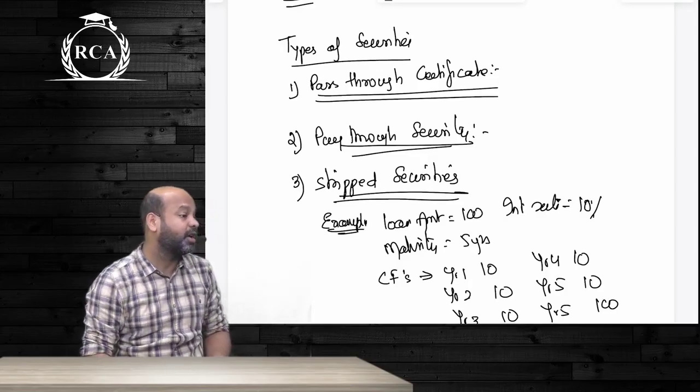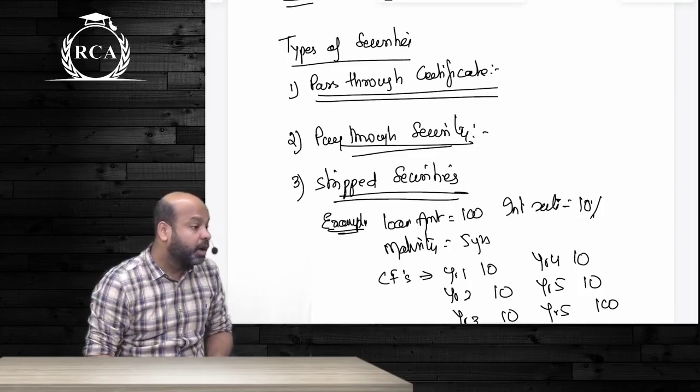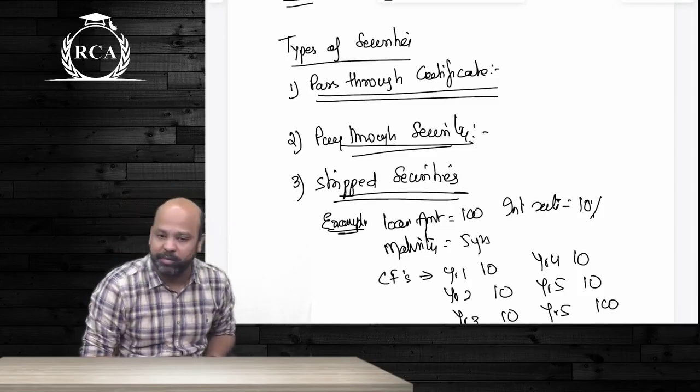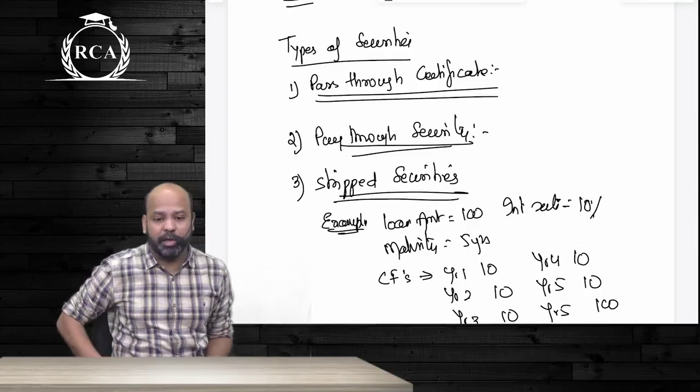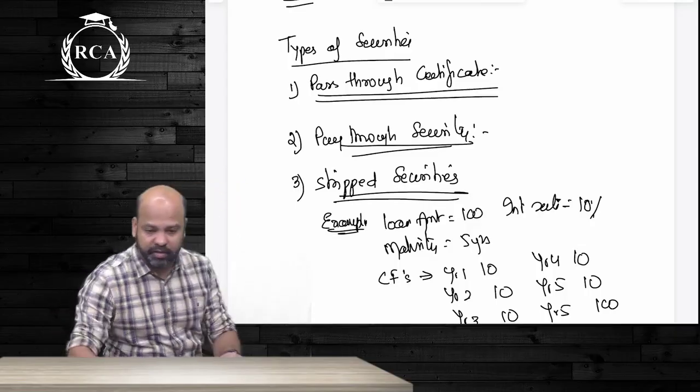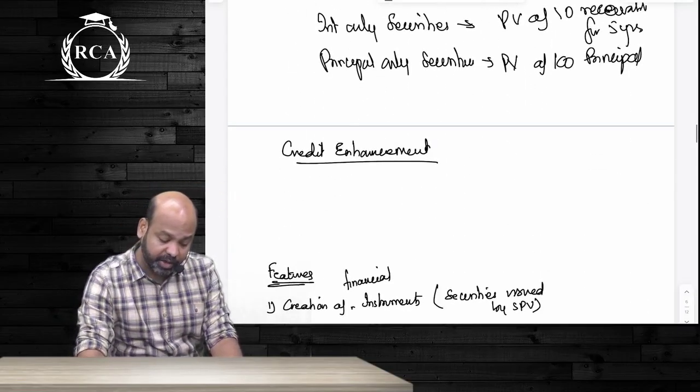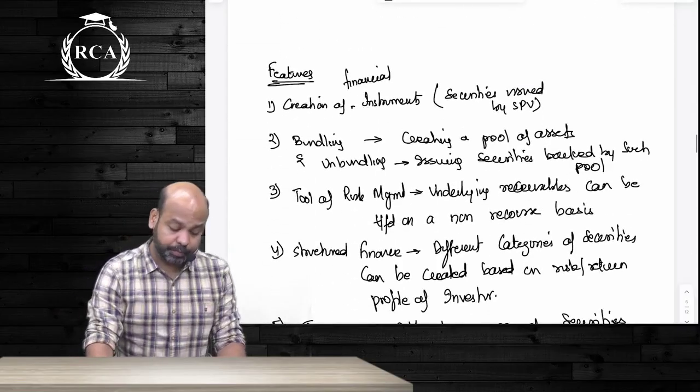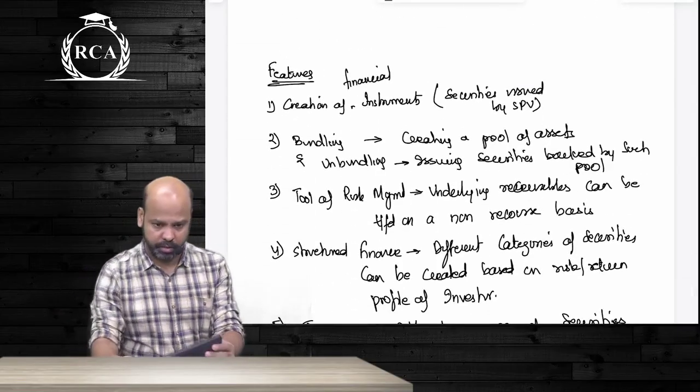On which security will there be higher amount of risk? Principal only security as such beta will be subject to a higher amount of risk than interest only security. These are the types of securities, guys. Now, this is the whole process, guys.